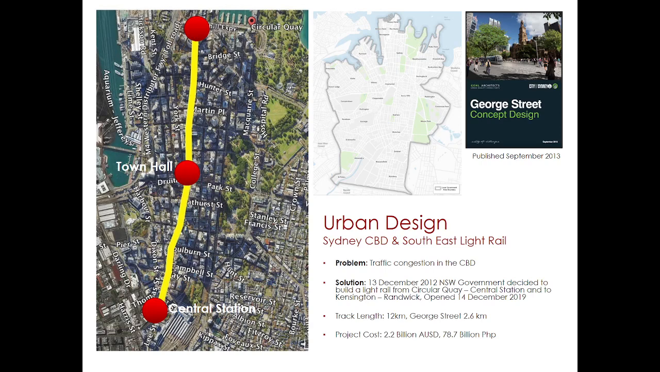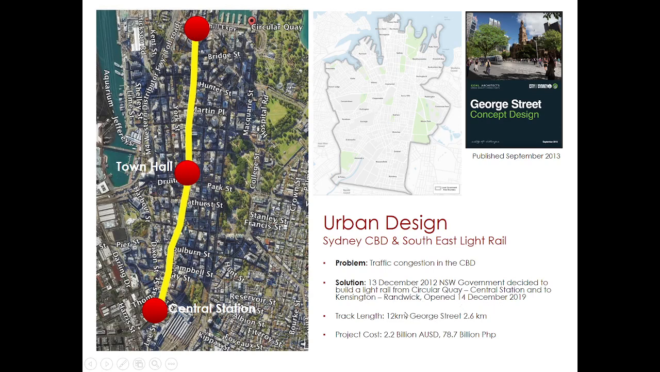So more people can be moved in one car of a light rail line compared to basically 20 private vehicles. So their solution was, on December 13, 2012, the New South Wales government, that's NSW, decided to build a light rail from the Circular Quay, that's near the Sydney Opera House, to Central Station down here, and then to Kensington and Randwick, which was opened on 14 December 2019.